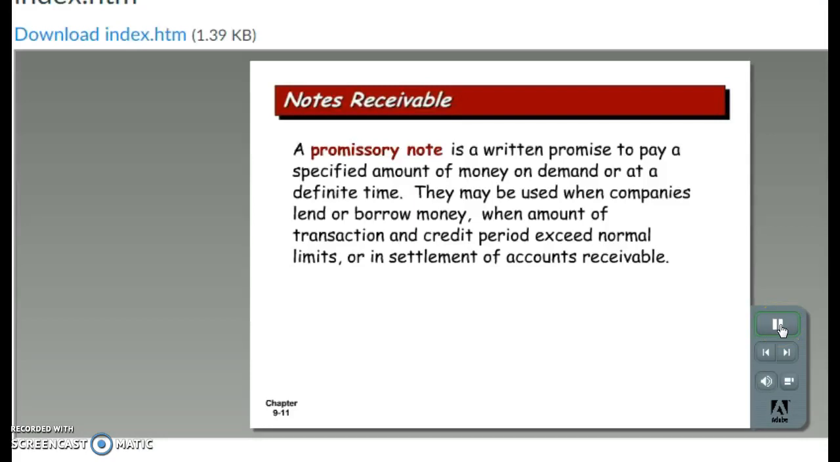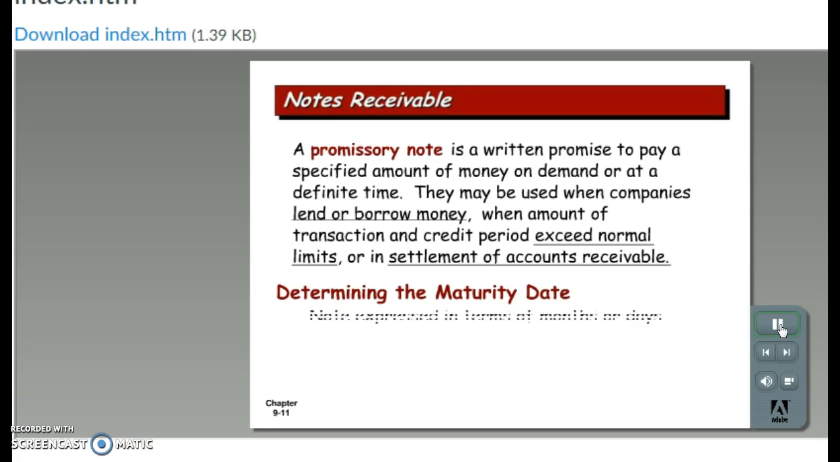Notes receivable are written promises to pay and usually have interest associated with them. They can arise when companies lend or borrow money, if amounts exceed normal limits, or in settlement of accounts receivable. Determining the maturity date depends on whether the note is expressed in terms of months, days, or years.